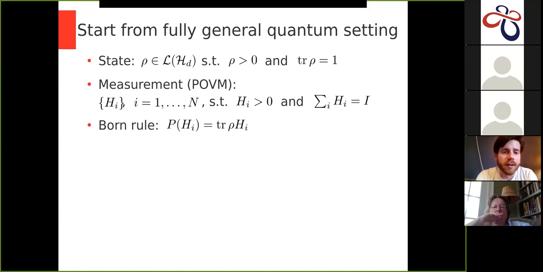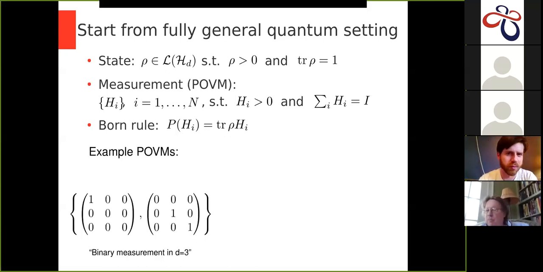So a state is an operator in the operator space on H_d, which is our finite dimensional Hilbert space of dimension d. The operators are positive semi-definite and have trace one. A measurement is any set of positive semi-definite operators, any number of them, so n can be any number, such that together they sum to the identity. Then you take both of those concepts and take the Hilbert-Schmidt inner product between them, and that is what the Born rule is. It's an association between a measurement, a state, and a probability.